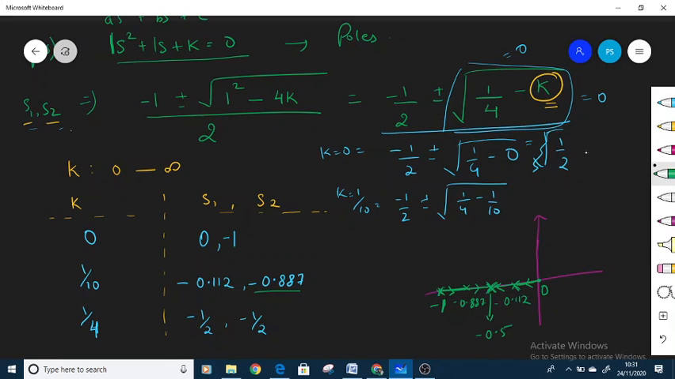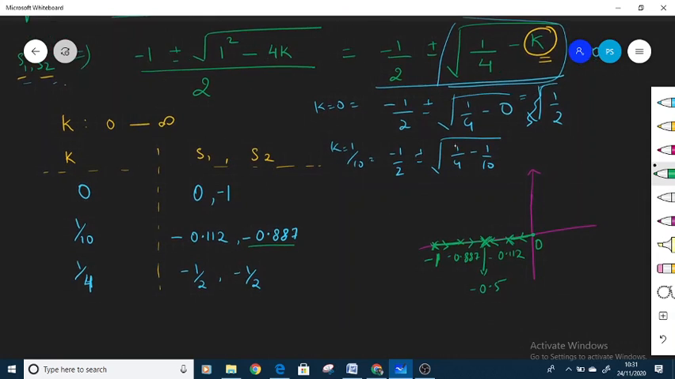Next, suppose I again increase the value of k to 1 by 2. So what will happen? Increasing the value of k, making it greater than 1 by 4, will definitely make this term negative, and this is under a root, so this term becomes imaginary. So if I make k greater than 1 by 4, the second term will become imaginary.